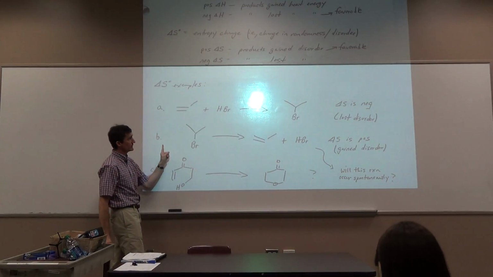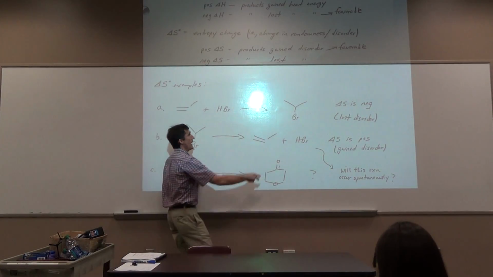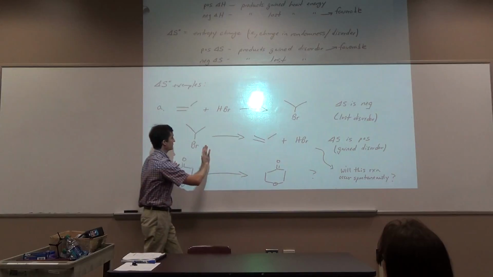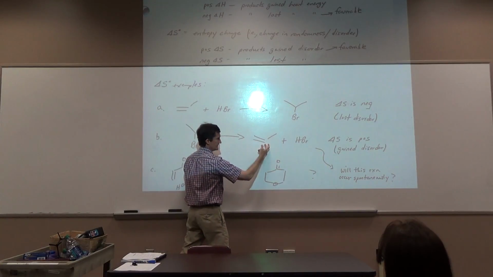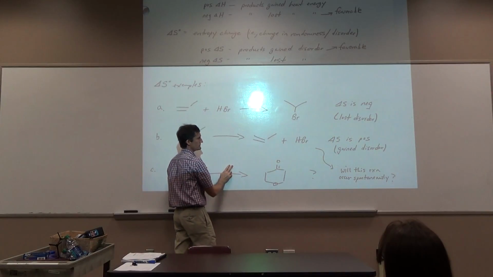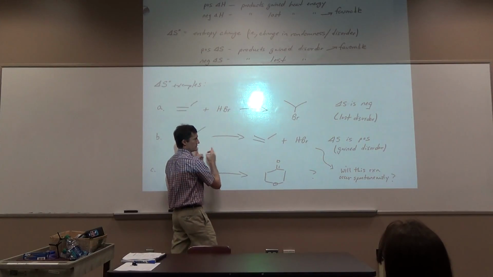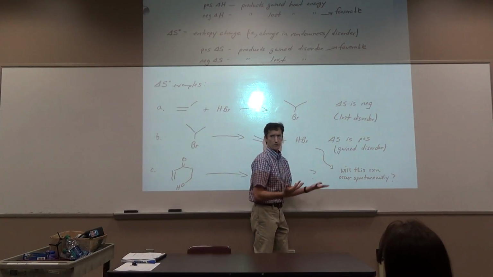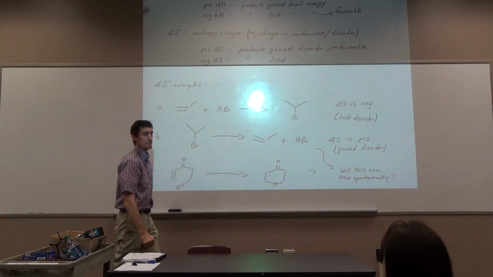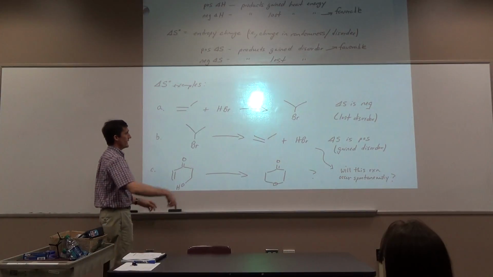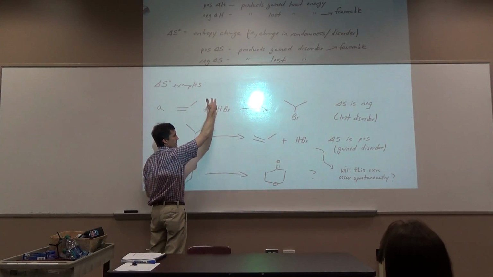On the other hand, if you look at the reverse reaction, I could show this going this way, or I could just turn it around and say, if we start with this, and this thing decomposes, then one molecule is going to two, so it's gaining disorder. And if it's gaining disorder, delta S is positive. So which way is favored based on entropy?